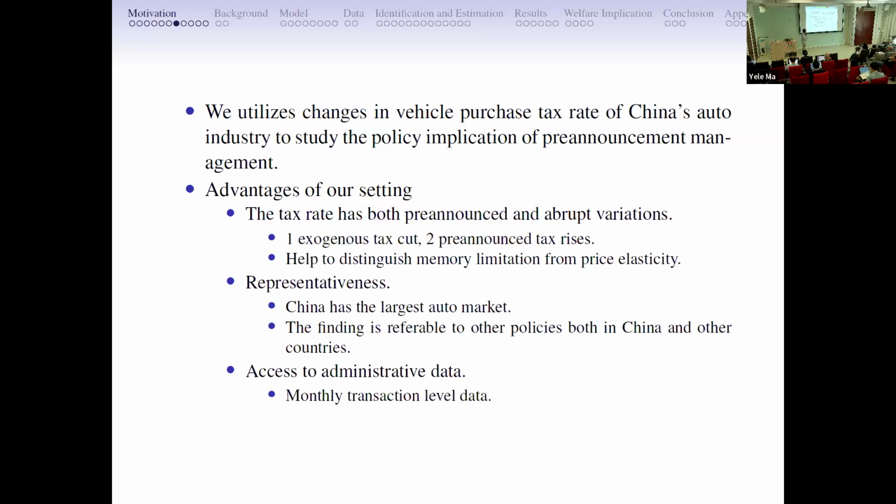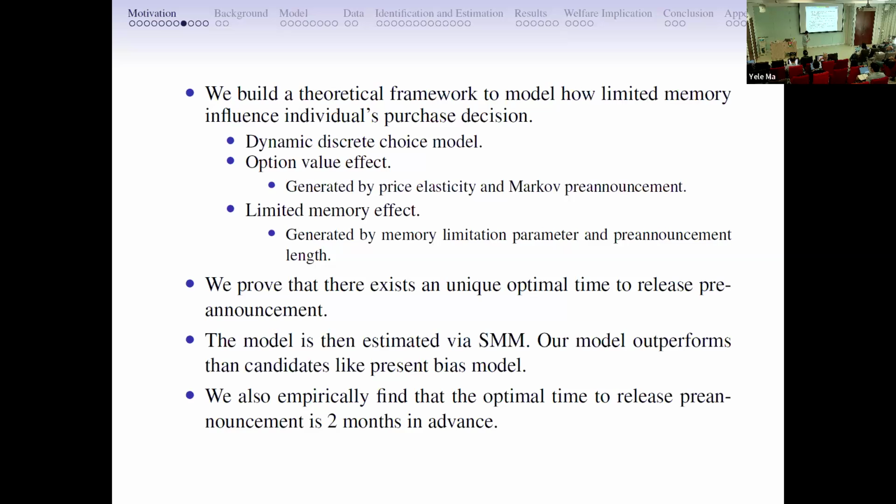Okay, and the second and third advantage of our setting is that China has the largest auto market, so the experience in China's market may be suggestive to other markets as well. Okay, so to give a full, complete work on the research, we use a dynamic discrete choice model here. And we also give the micro foundation in our dynamic discrete choice model by embedding the option value effect and limited memory effect into it.